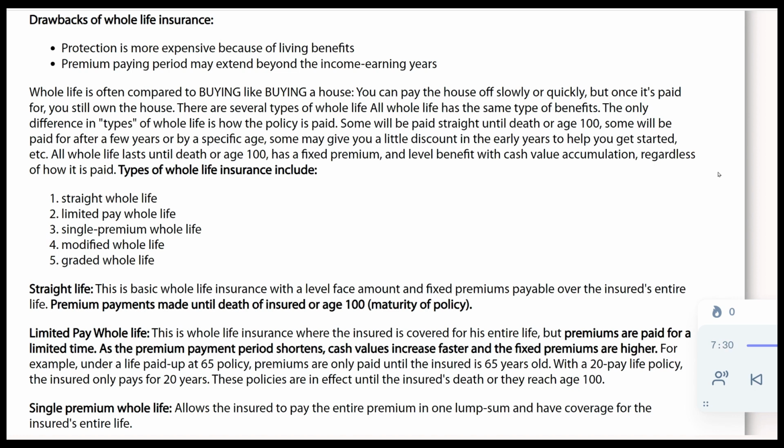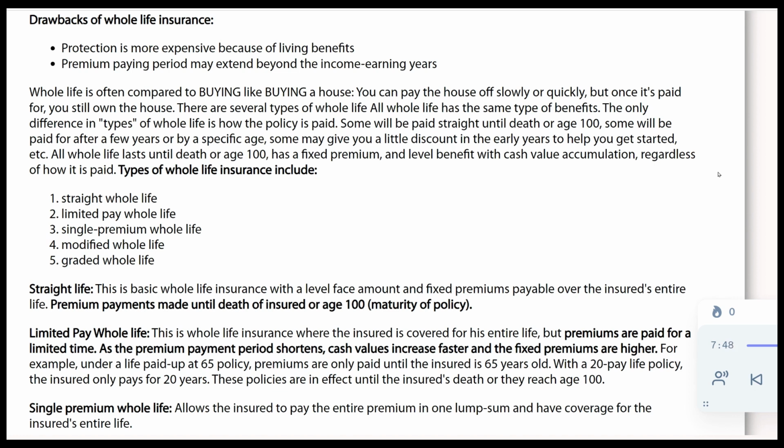Some may give you a little discount in the early years to help you get started. All whole life lasts until death or age 100, has a fixed premium and level benefit with cash value accumulation, regardless of how it is paid. Types of whole life insurance include straight whole life, limited pay whole life, single premium whole life, modified whole life, graded whole life.